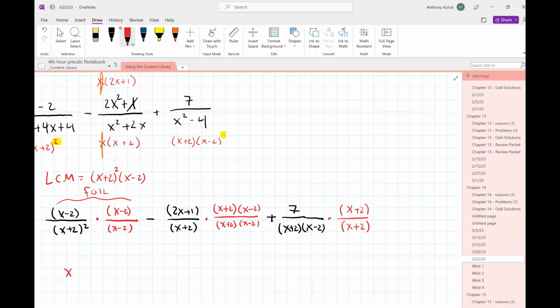So I'm going to FOIL out that numerator. I'm going to FOIL here, and then FOIL there, and then just distribute this one.